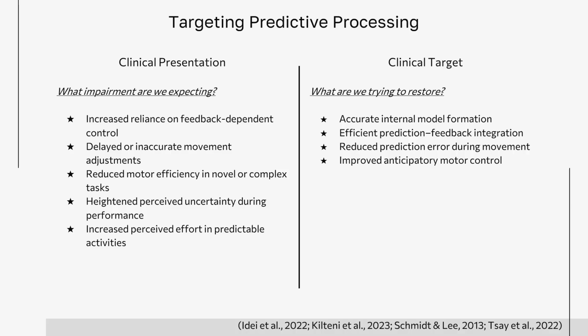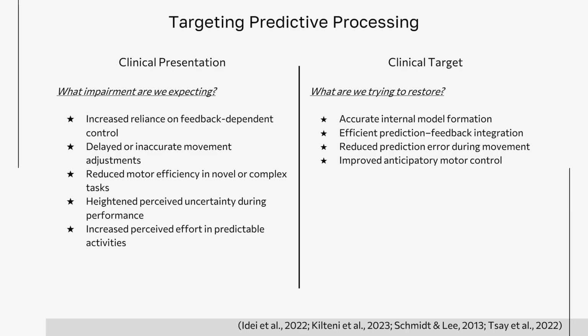This leads to delayed or inaccurate movement adjustments. Delayed because the process takes too long for full cognitive control to be in control of everything, and inaccurate because calculations couldn't be done in time, or they were based off of bad priors, that poor internal model. So we see overall reduced motor efficiency, specifically in novel or complex tasks. New learning and learning new tasks is difficult.